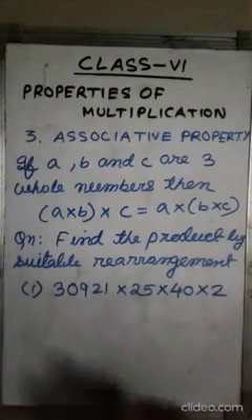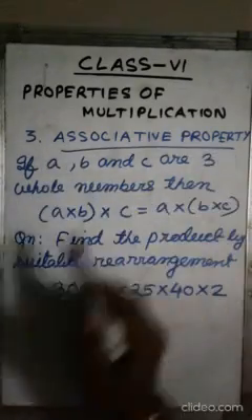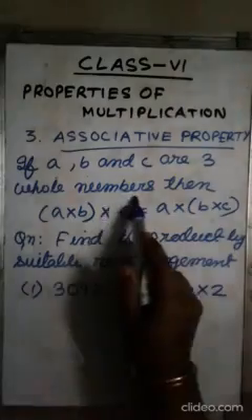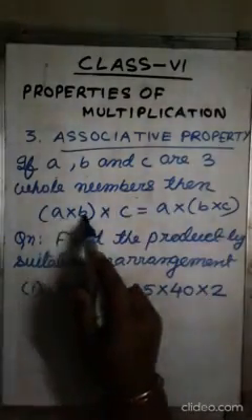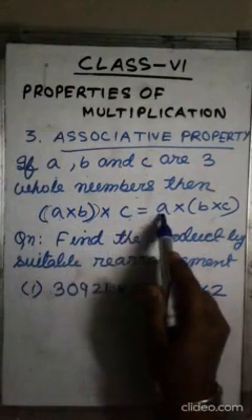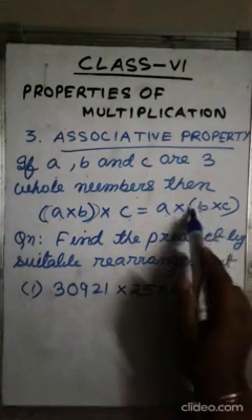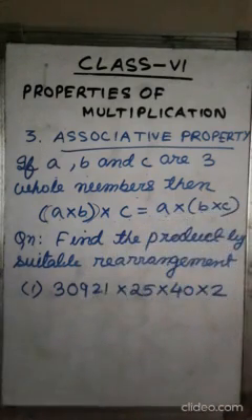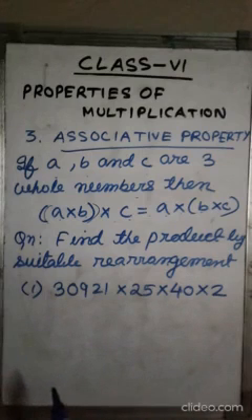Property number 3, associative property. If A, B and C are three whole numbers, then A into B within bracket into C is equal to A into B into C, where B into C is within bracket. It means it doesn't change the result if we group different numbers and do the multiplication.